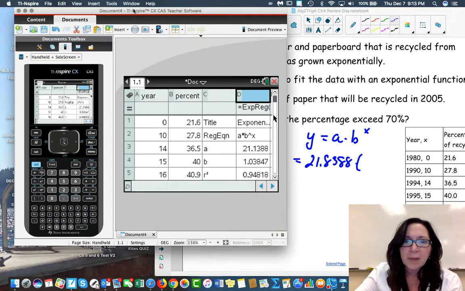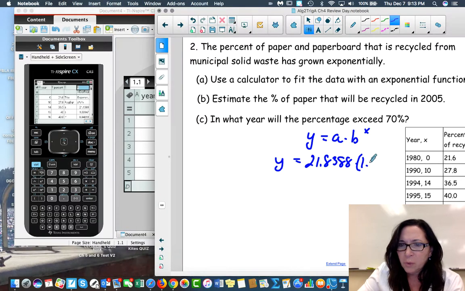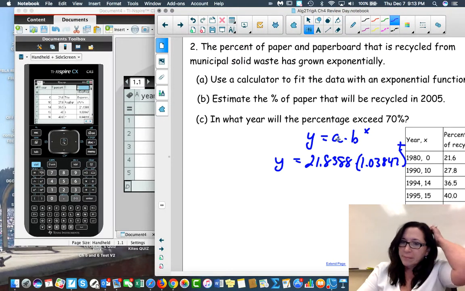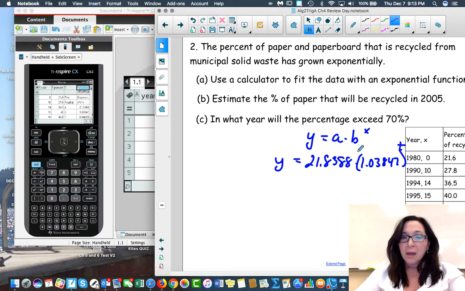And then B is 1.03847. So 1.03847 to the X power, which I'm going to call T for time. So that's one way to find that equation, okay?